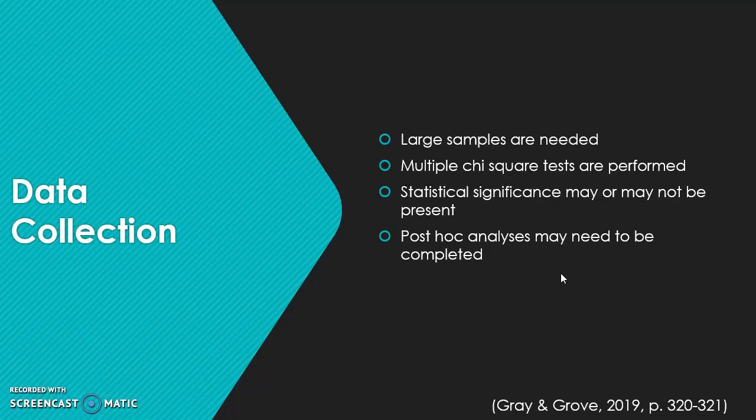Also, post hoc analyses may be needed or completed to see where the actual significant differences lie. So that is a downside of chi-square. They tell you that there is a significant difference, but they don't exactly tell you where. So that's why you have to perform a post hoc analysis, so you can find out between which variables the differences lie.